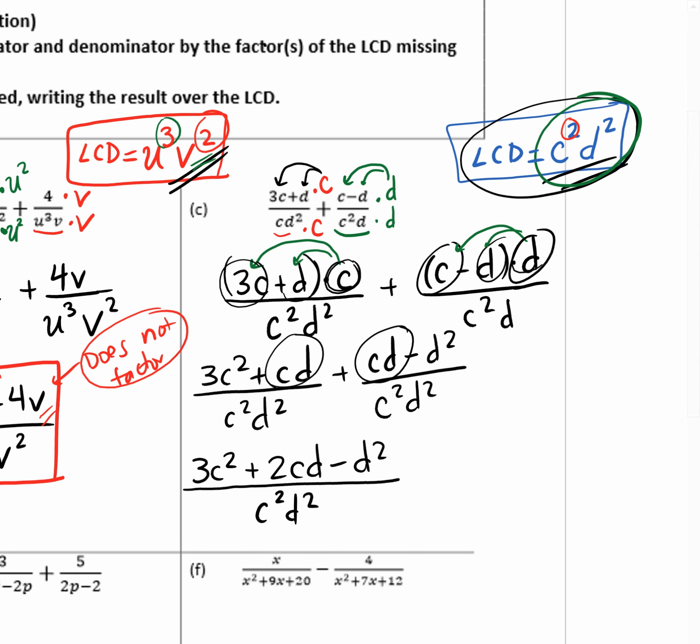Okay, so we've added them together. Now I want to see if I can reduce. But in order to reduce, I have to see if either of these factor. The denominator is just one term though, it's C squared D squared, so he has no hope of factoring. Guess I'll see if the numerator can factor.